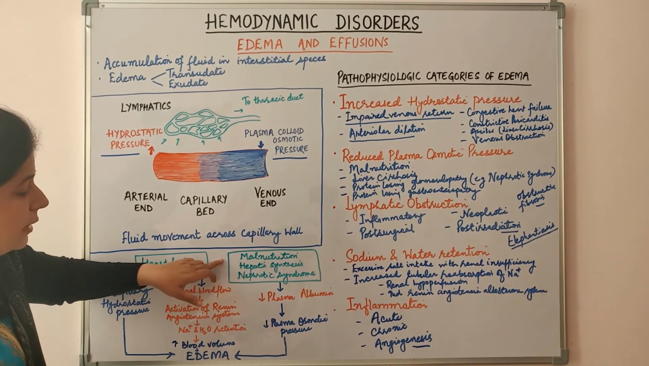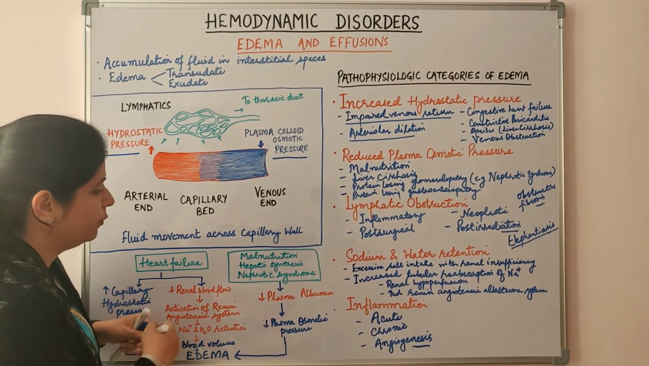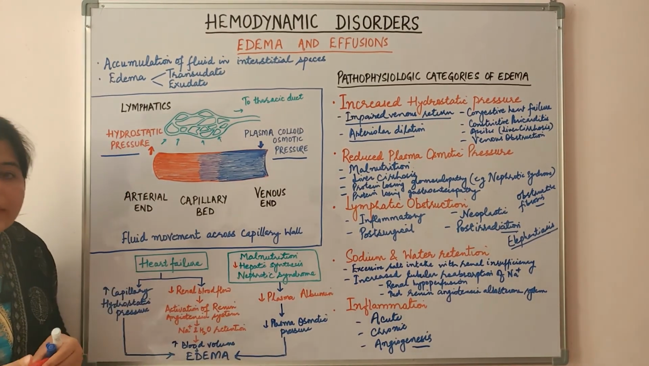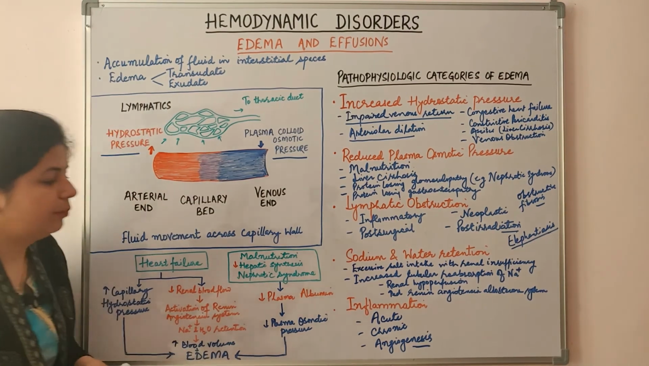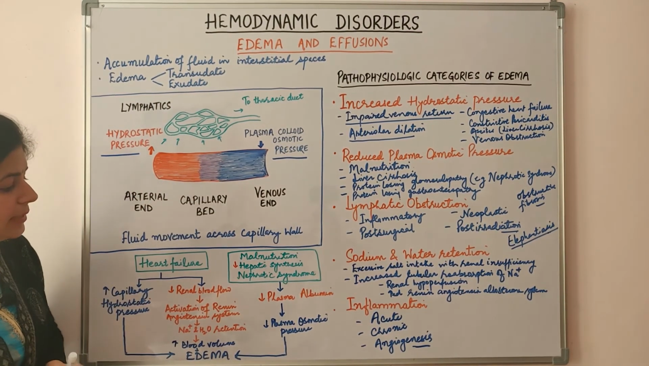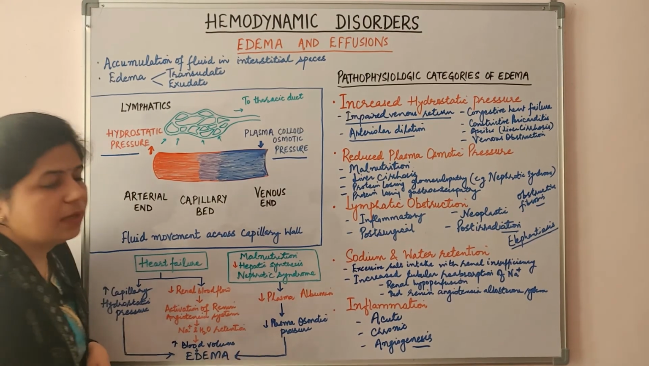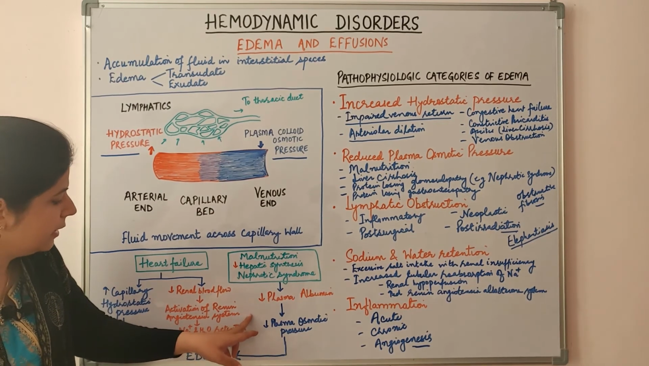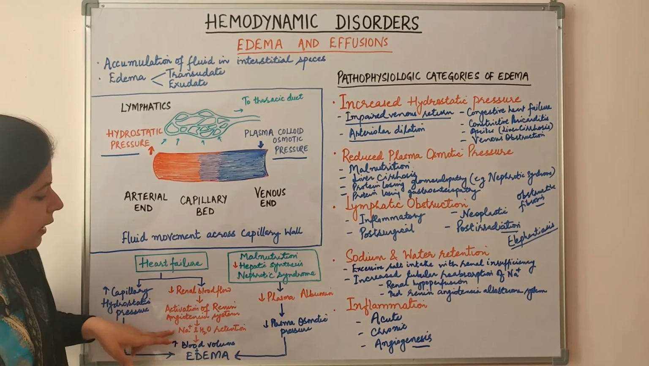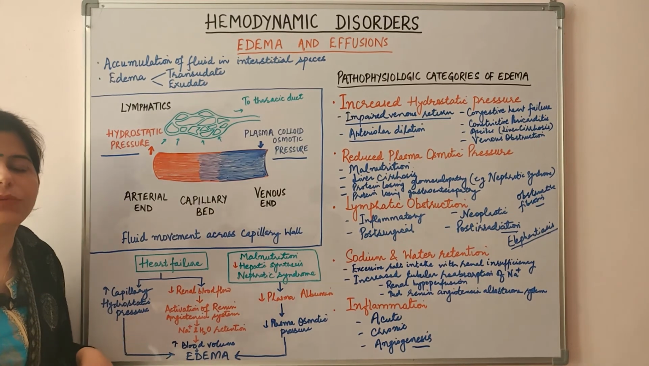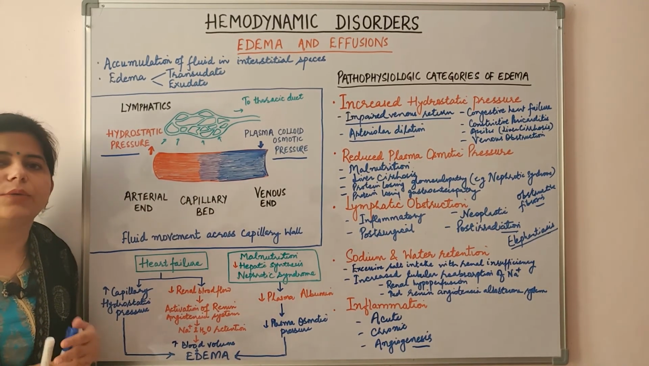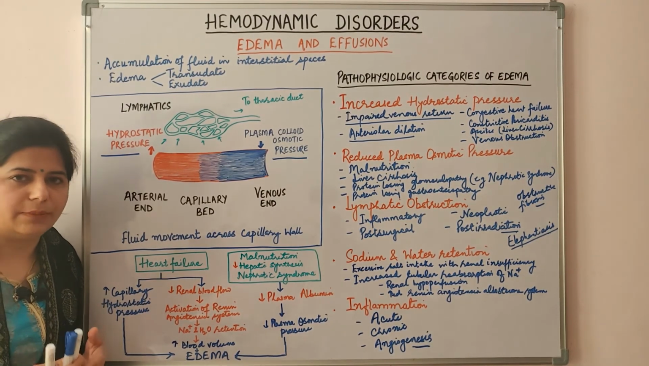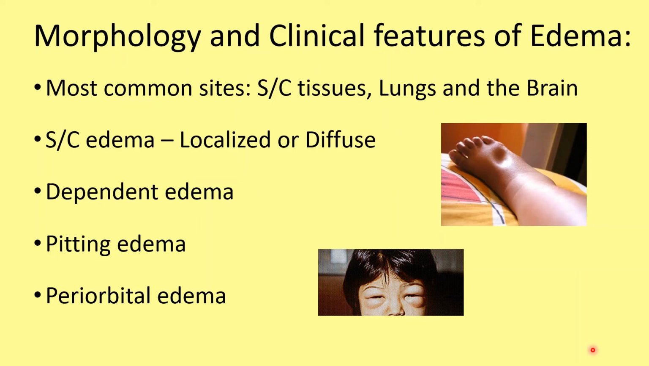And in malnutrition, there is decreased hepatic synthesis of albumin, and in nephrotic syndrome, all these conditions lead to decreased plasma albumin levels, and this leads to a decrease in the plasma osmotic pressure, which contributes to edema formation. Also in primary renal failure, there is sodium and water retention, which leads to edema. Now let us quickly see the clinical features and the morphology of edema.